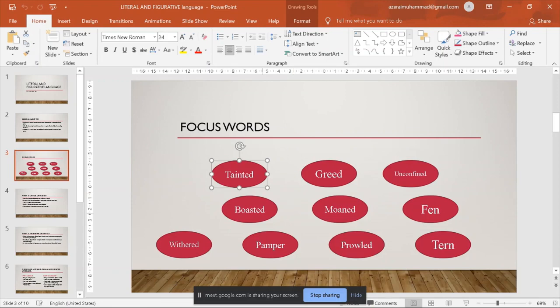For the next word, boasted. Boasted. Boasted. Okay, good. For the next word, pamper. Pamper. Pamper. Focus class. Okay. For the next word, greed. Greed. Greed. Okay. For the next word, moan.